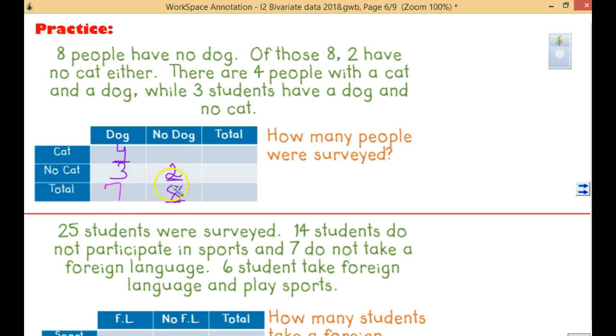Just wait. We'll read the question. So here, 8 minus 2 is going to give us the 6. 7 plus 8, 15. 3 plus 2, 5. 10 plus 5 gives us 15. 7 plus 8 gives us 15. So you're always able to do a check that way. And the question said, how many people were surveyed? 15. Right? Because that is our total as we look at that way. Okay? So anytime you get that total.